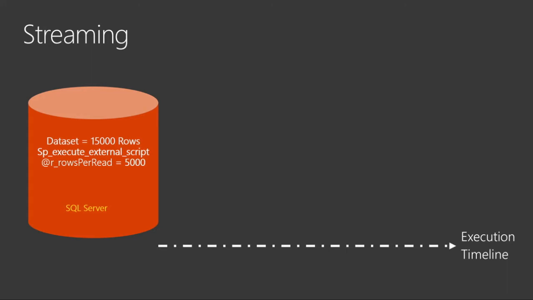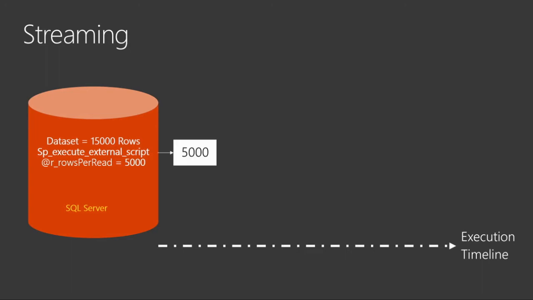So we have a data set of 15,000 rows, and we're going to basically chop this in chunks of 5,000. So the script is going to get 5,000 at a time. We have that parameter, rows per read. That's how you basically say that I want to stream in this case. So you add that parameter in the SP execute external script, and you define the number of rows that you want to stream at a time.